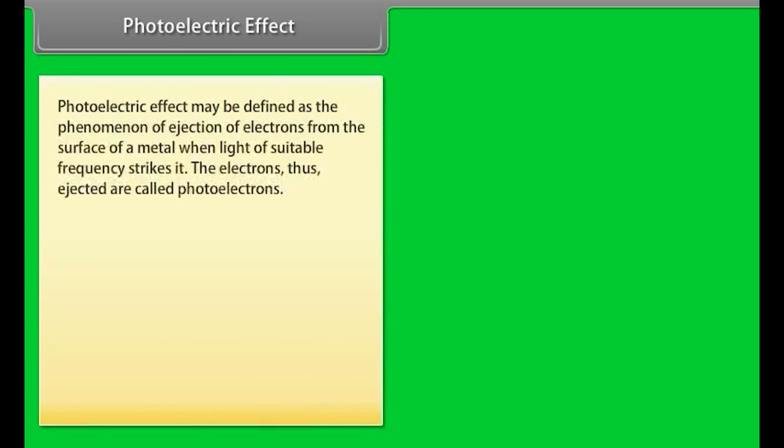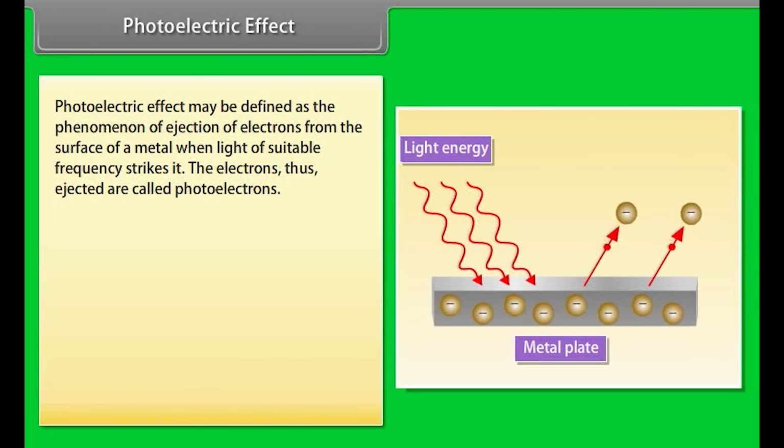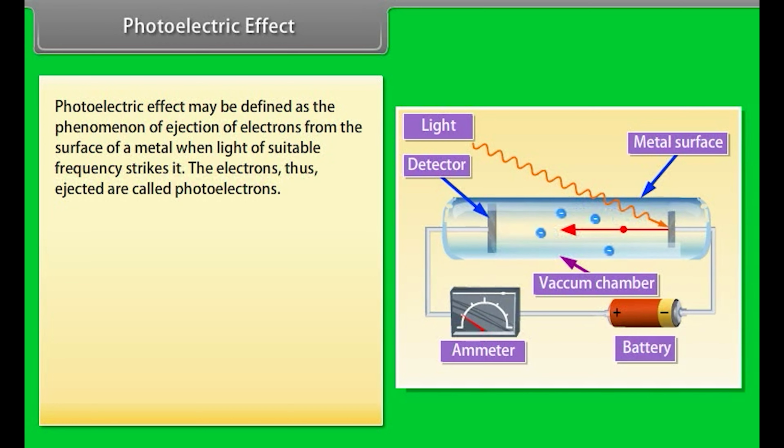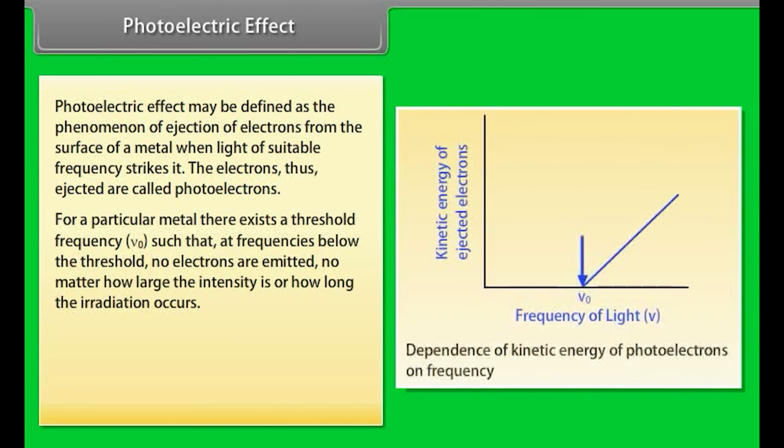Photoelectric effect. Photoelectric effect may be defined as the phenomenon of ejection of electrons from the surface of a metal when light of suitable frequency strikes it. The electrons thus ejected are called photoelectrons. When light of particular frequency strikes the metal surface, electrons are ejected from the metal surface, which are detected by the detector. For a particular metal, there exists a threshold frequency ν0, such that at frequencies below the threshold, no electrons are emitted, no matter how large the intensity is or how long the radiation occurs.